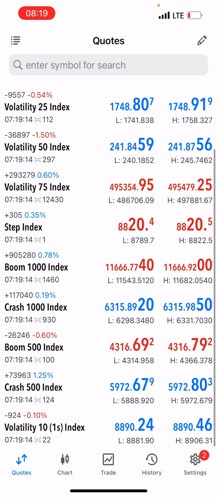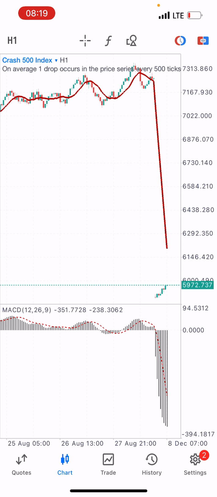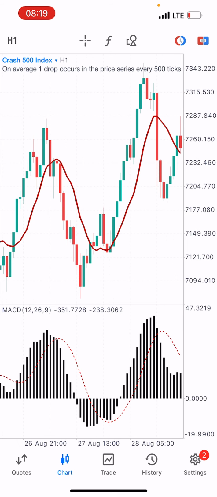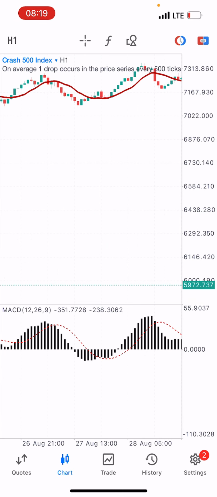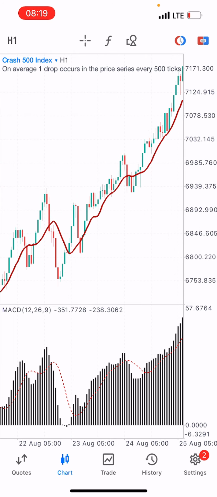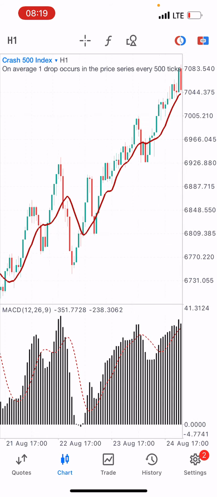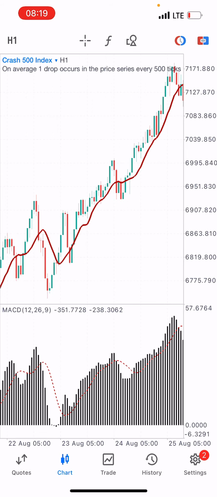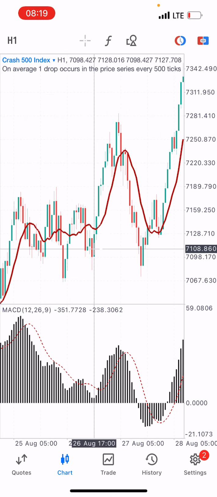Let me show you guys this strategy on crash and boom. We're using crash 1000 index. You want to use this strategy on 1 minute time frame, not 1 hour. So this is how you use the strategy on crash 1000 index, crash 1000 and crash 500 index.